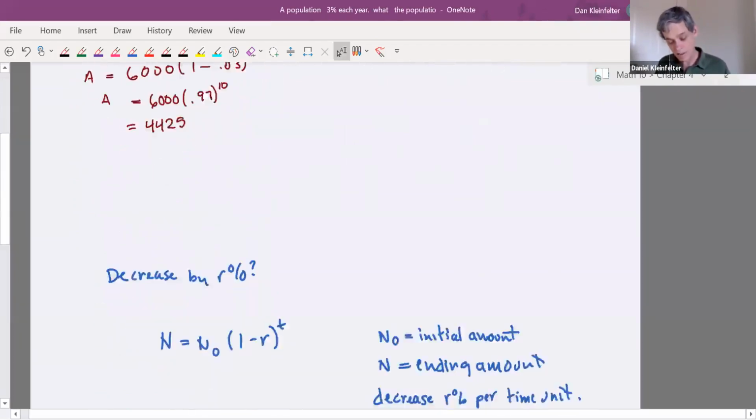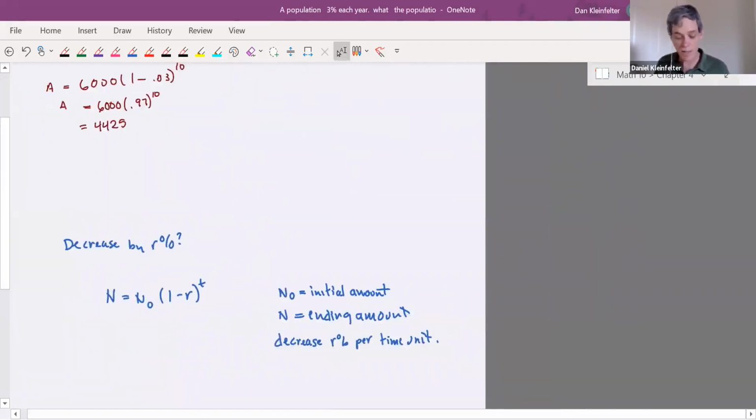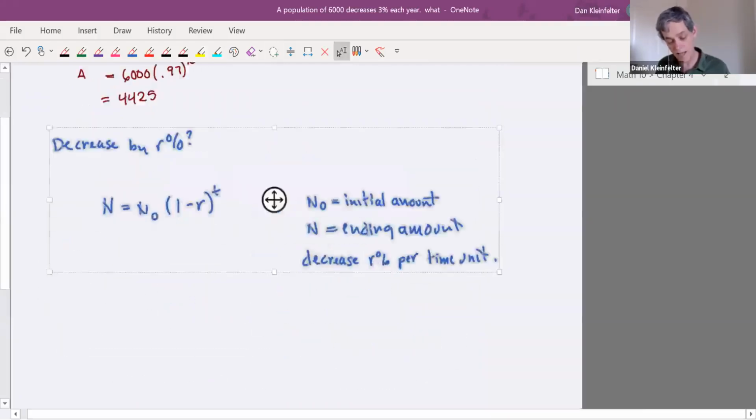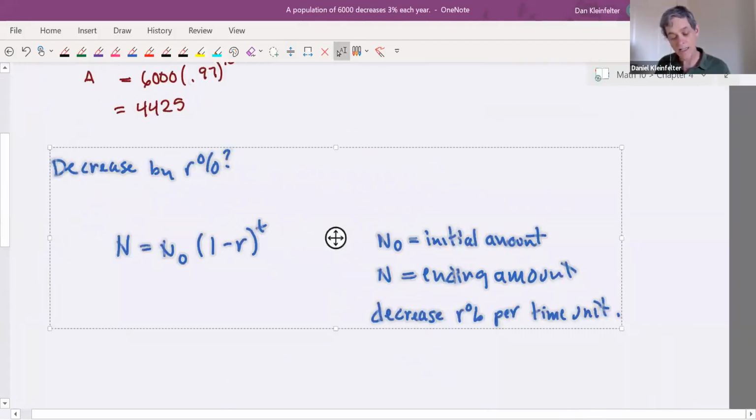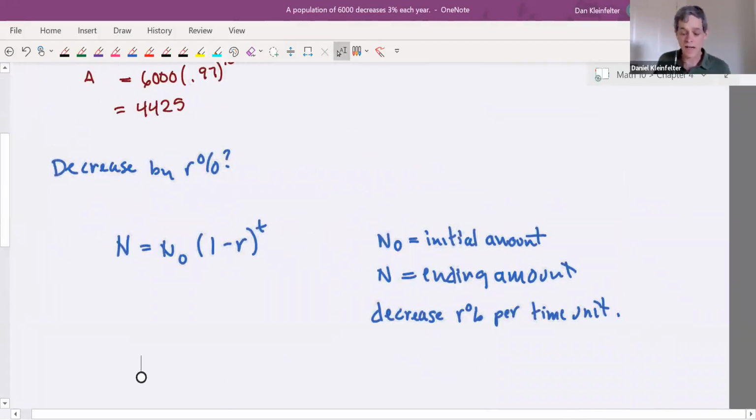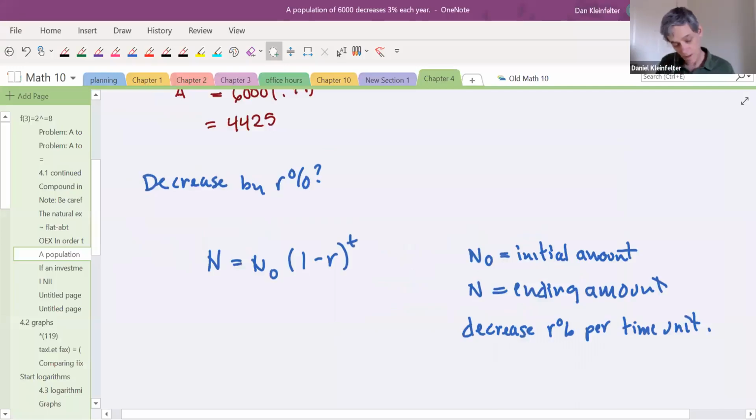In general, here's the formulation for a decrease. If you have N0 as your initial amount, whatever that is, then N is the amount you will end up with after T time periods, and the decrease is by R percent for every time unit.